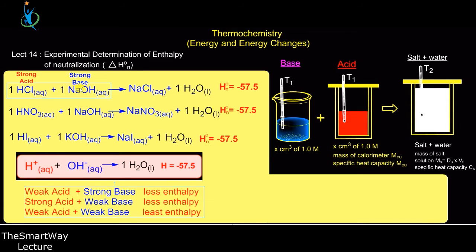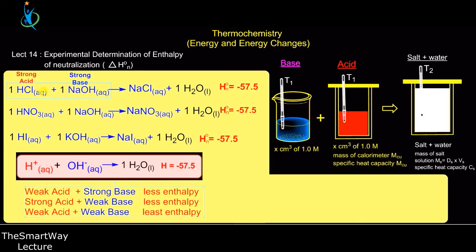These are the three reactions that I gave in our last lectures. I gave you the hydrogen chloride combined with the sodium hydroxide, and the hydrogen nitrate combined with the sodium hydroxide. And this time I'm using the hydrogen iodide combined with the potassium hydroxide. In these reactions, 1 mole of each of the acid and base were added, and the amount of energy liberated to the surroundings was found to be almost the same value.